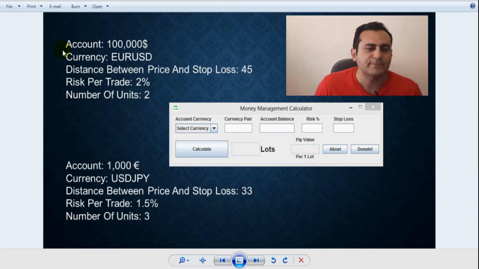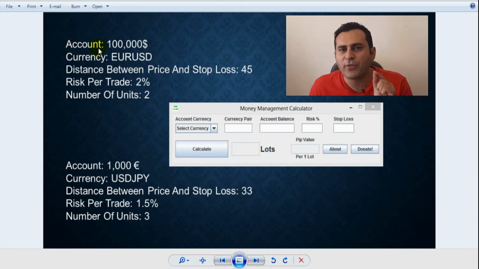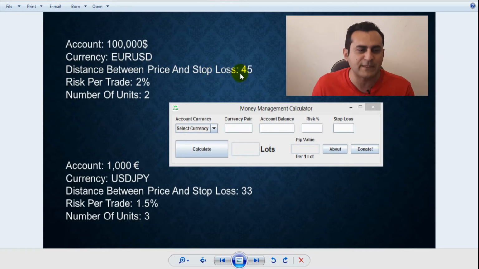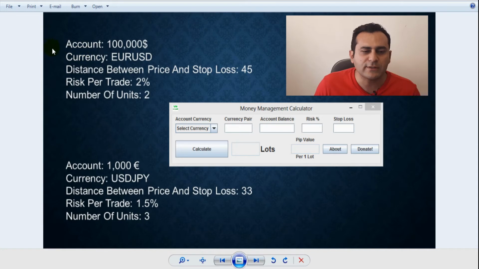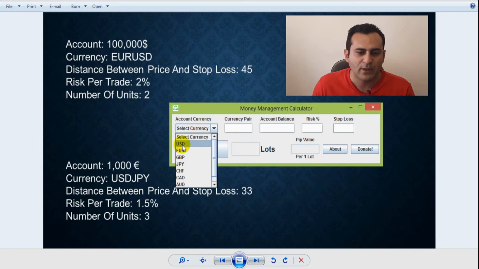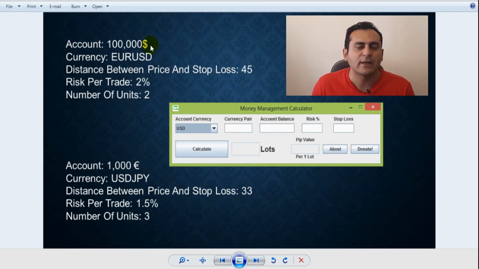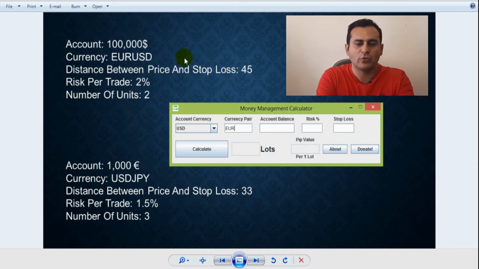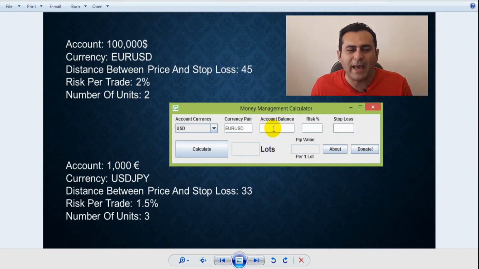In the first example, the account is $100,000. He wants to trade Euro USD. The distance between price and stop loss is 45 pips, risk per trade is 2%, and he trades 2 units per trade. Okay? So, his account size is $100,000. So in the first table, we should choose USD because the account is in USD. Then the currency we want to trade is Euro USD.